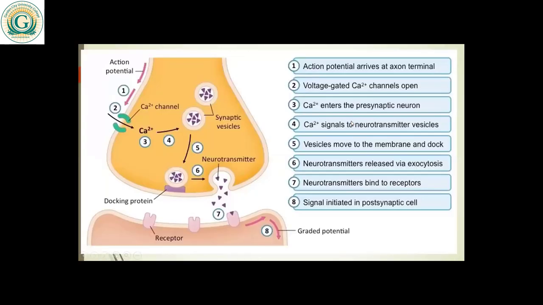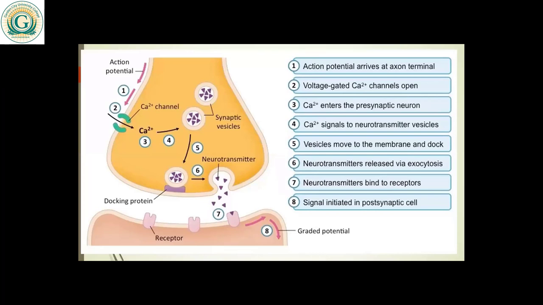Okay. So when they get to the axon terminal, they go along the cell membrane. When they get to the calcium channel, what is moving is the impulse. When the impulse gets to the calcium channel gates, it causes them to open.